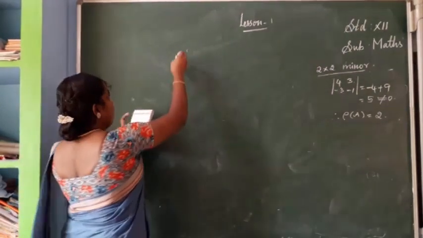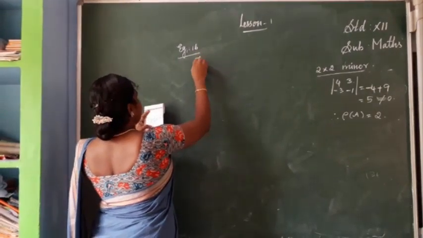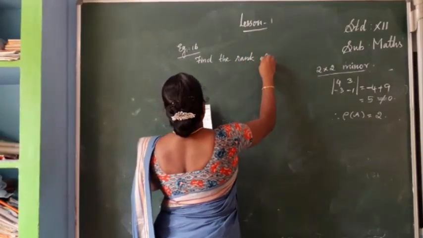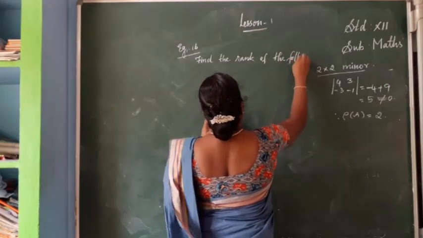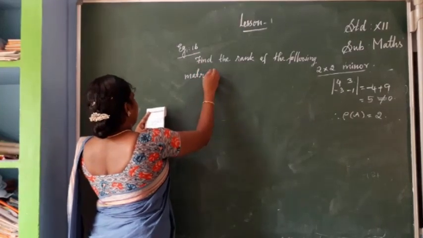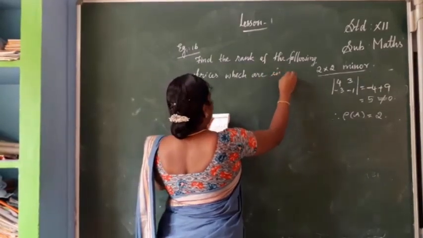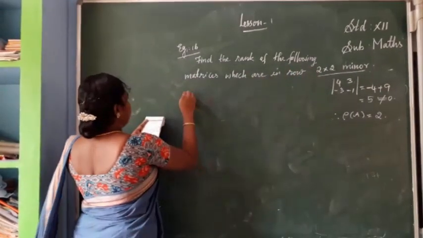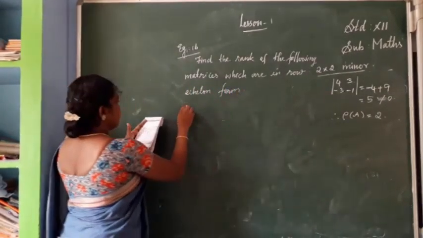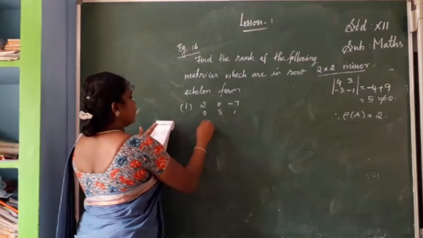Okay, next one, example 1.16. Find the rank of the following matrices which are in row echelon form. First is the first matrix: 2 0 minus 7, 0 3 1, 0 0 1.